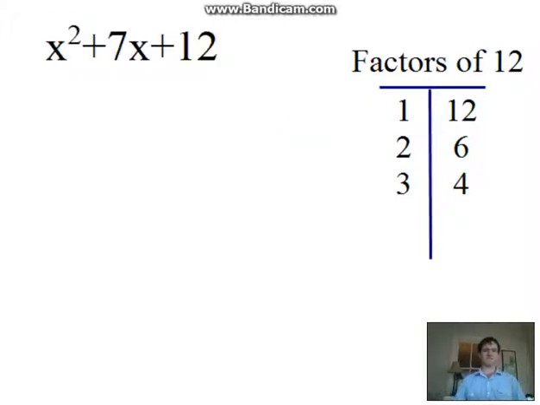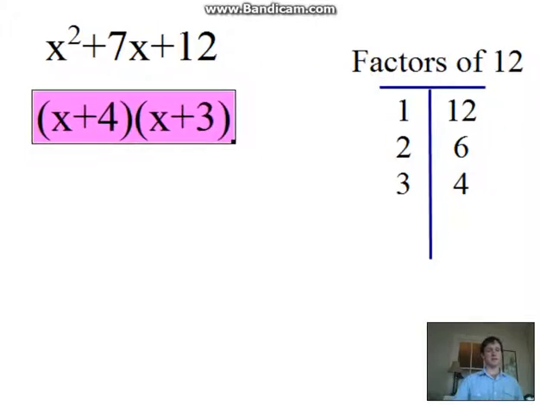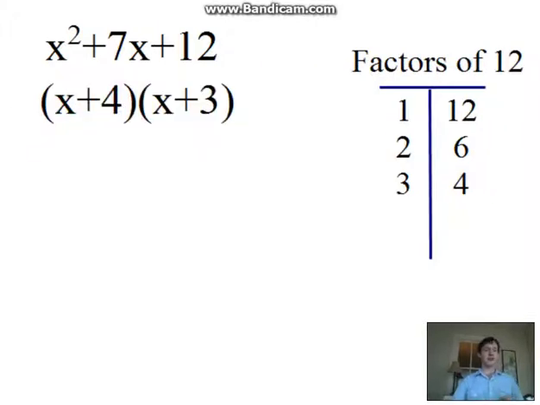First, let's just talk about the technique. We just look for factors of 12. Hey, we've seen that before, haven't we? Those factors are 1 and 12, 2 and 6, and 3 and 4. Next, we have to check: do any of them add up to 7? Well, 1 plus 12 is 13. 2 plus 6 is 8. Oh, there's our key. 3 and 4 add up to 7, our middle coefficient. It's exactly what we want. That tells us that our answer is x plus 4 times x plus 3.